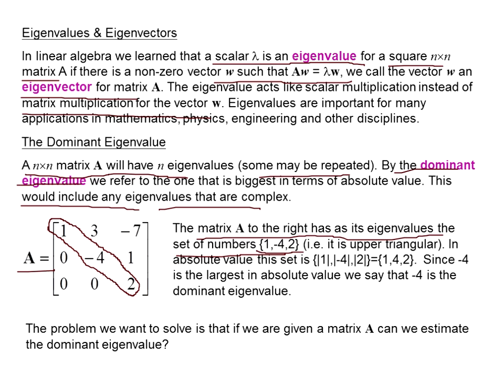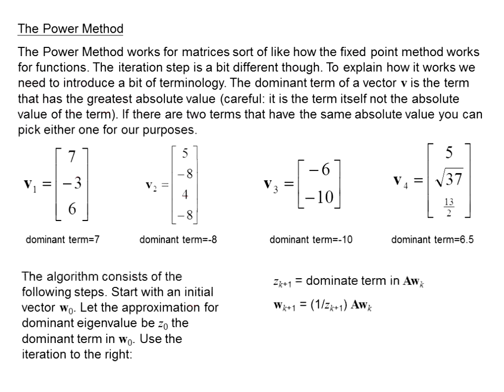We have to take the absolute values, which are 1, 4, and 2. So which one is the largest? We observe that 4 is the largest, so we say that 4 is the dominant eigenvalue. The problem we want to solve is: if we are given a matrix A, can we estimate the dominant eigenvalue?